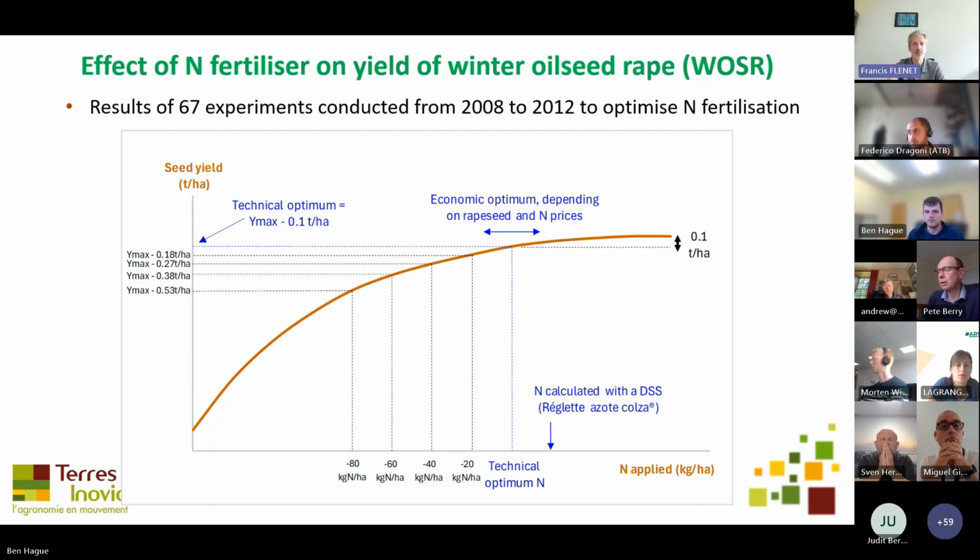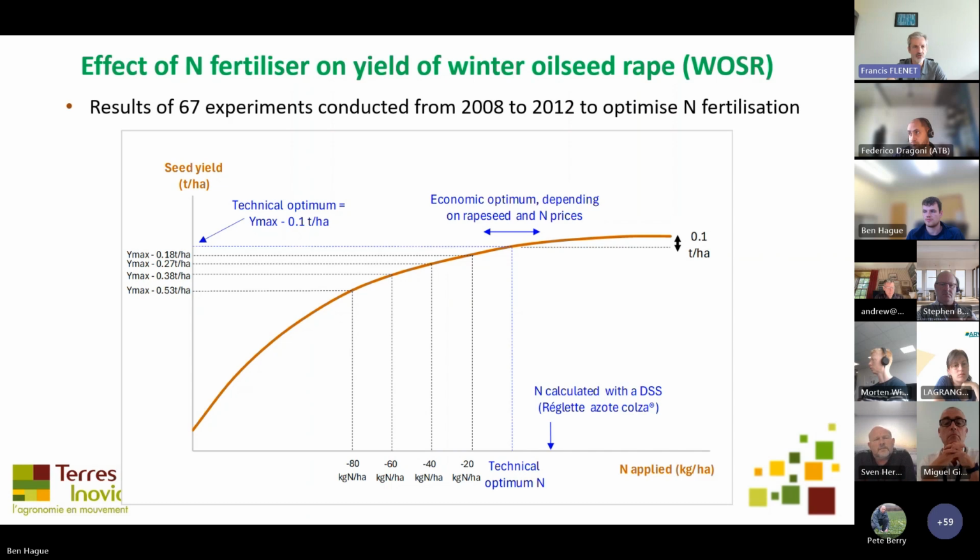Thank you, Pete. Good morning, everyone. I'm Francis Flenet. I'm an agronomist at Terrinovia, which is the French Technical Institute for oilseed crops and for grain legumes. And at Terrinovia, we conducted almost 70 experiments to optimize nitrogen fertilization of winter oilseed rape. And this slide presents some of the results we got.